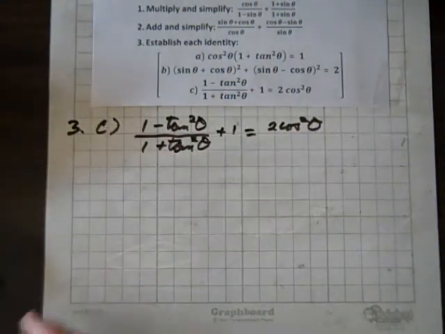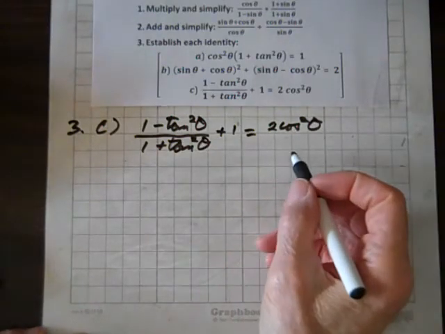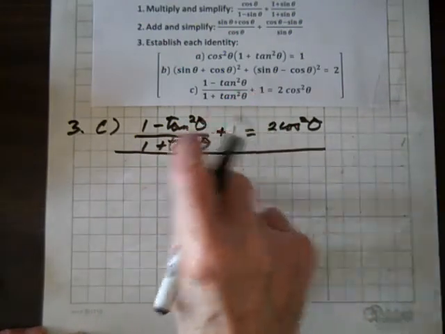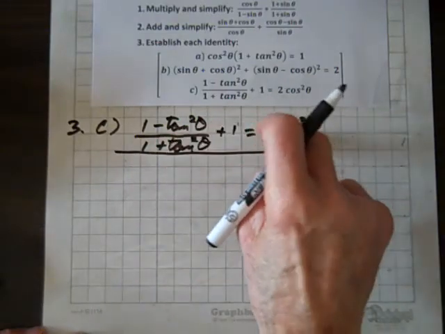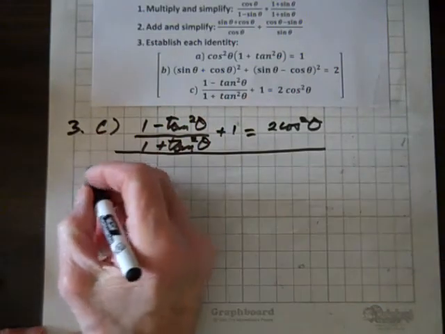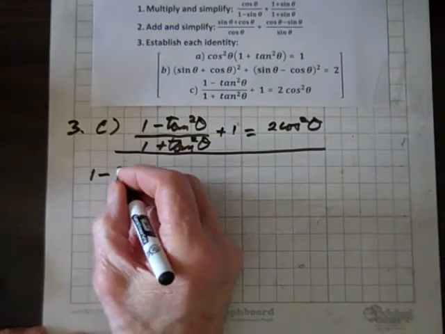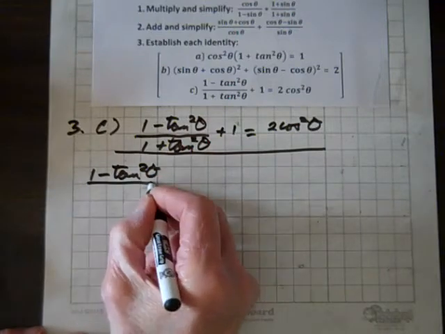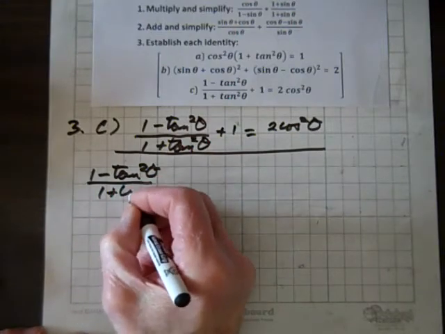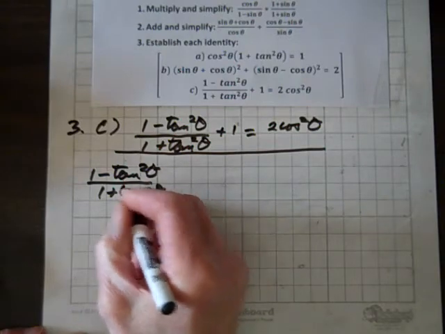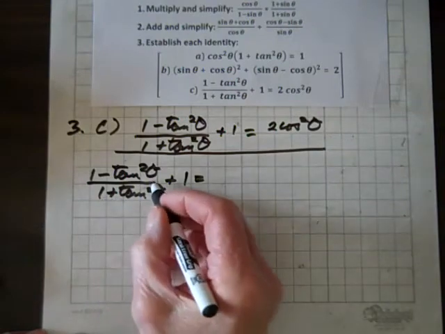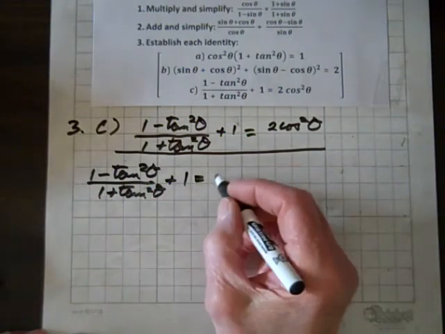Well, now we're doing 3c. We have to establish this identity. So we're going to start with what's on the left and do whatever we need to until we get to what we have here on the right. So 1 minus tan squared theta over 1 plus tan squared theta plus 1 equals. Well, our common denominator is going to be 1 plus tan squared theta.